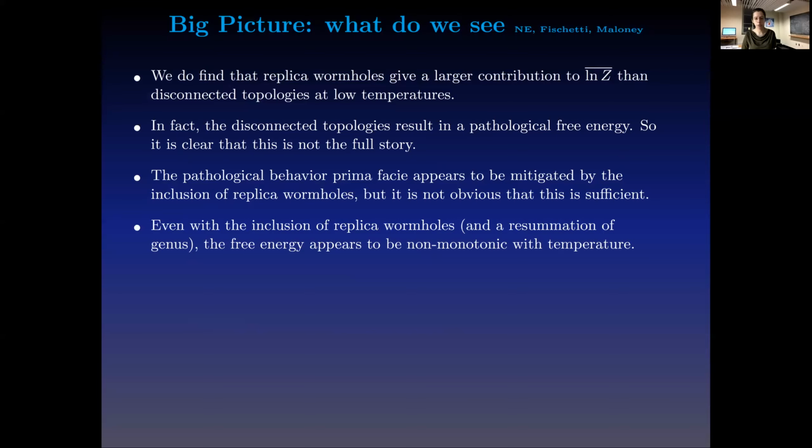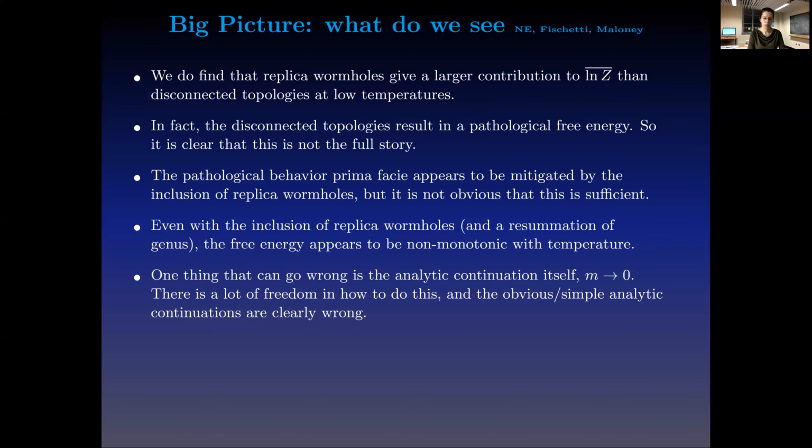Even with the inclusion of replica wormholes, at least to the extent that we can include them analytically, and a resummation of the genus expansion, the free energy still appears to be non-monotonic with temperature. So this is this pathological behavior that I was discussing here. The free energy is non-monotonic with temperature, which means you have a negative entropy. So what is going wrong here? Well, one possibility, a boring possibility, is that the pathological behavior actually is completely mitigated by the inclusion of replica wormholes, but you just need to work to progressively higher orders, and I'll say what I mean by that.